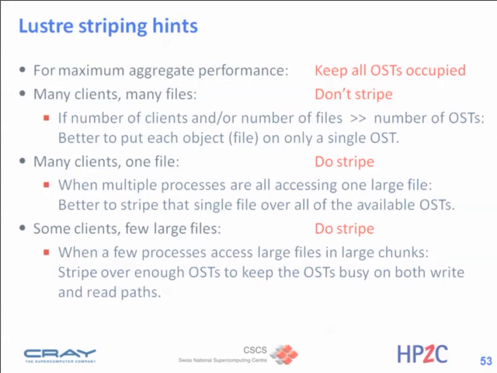and you have many MPI ranks writing, so maybe they can actually exploit the parallelism in the disk structure. If you have a few clients, again, writing to a few large files, again, maybe it's worthwhile to stripe, okay? So there are some hints that you can use or think about when you have this kind of problem.